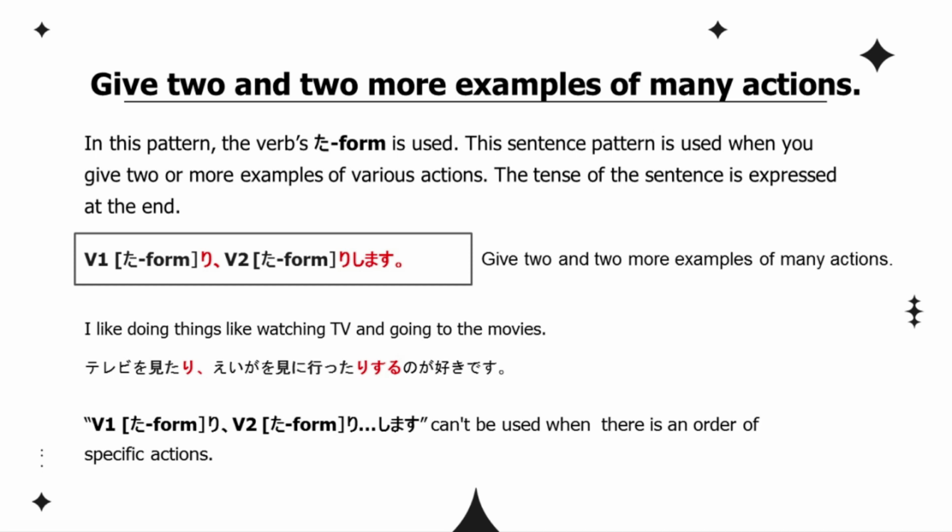I watch TV and read comic books and so on. V1 ta form ri, V2 ta form ri shimasu, can't be used when there is an order of specific actions. For example, in Osaka, I will do things like shopping and eating dinner.